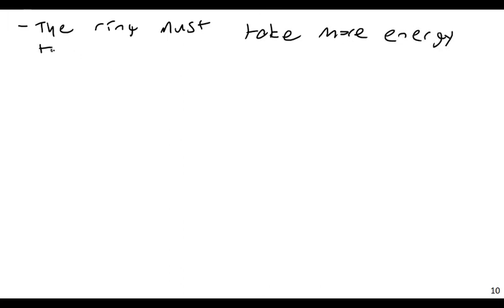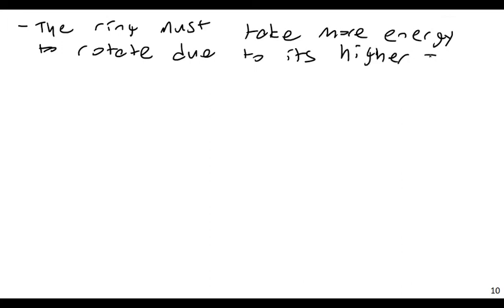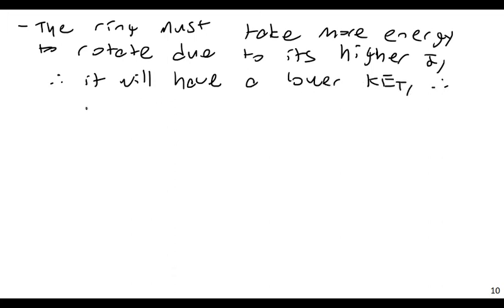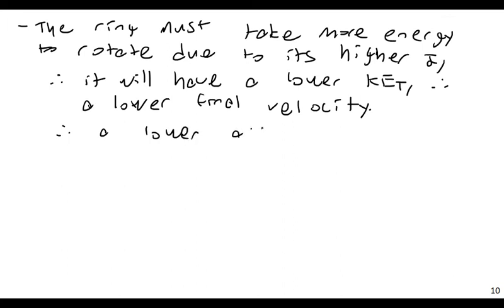And so, because of this, the ring must take more energy to rotate due to its higher I. Therefore, it will have a lower KE translational. Therefore, a lower final velocity, and therefore a lower average acceleration.